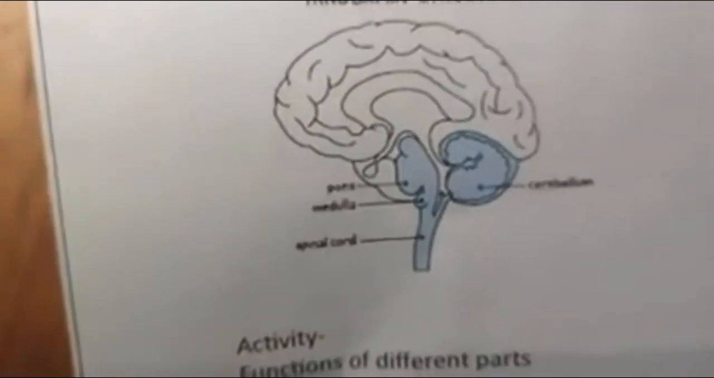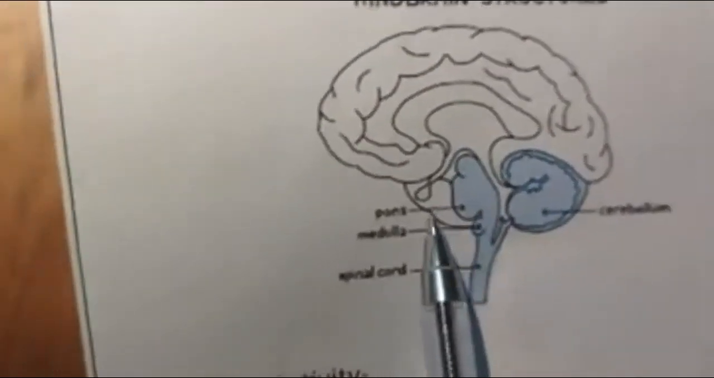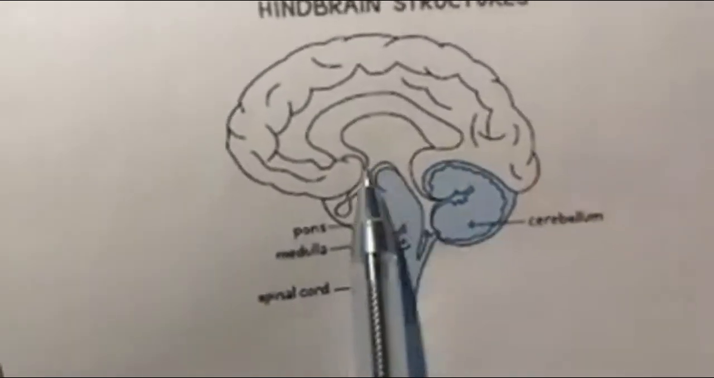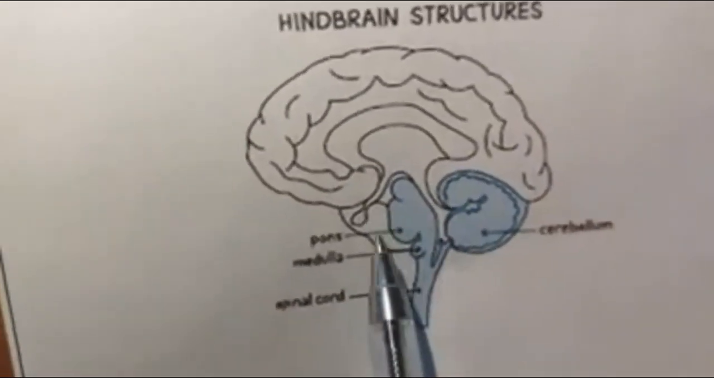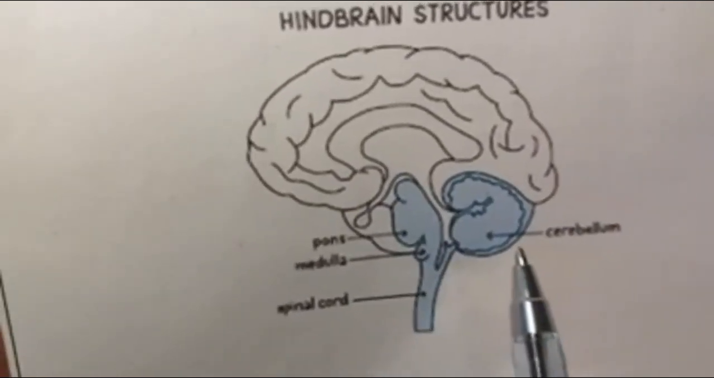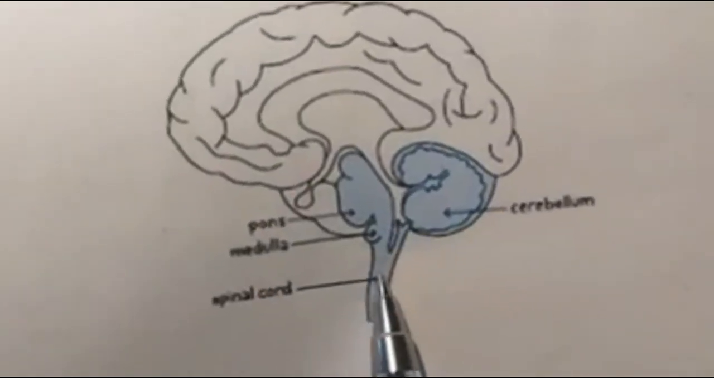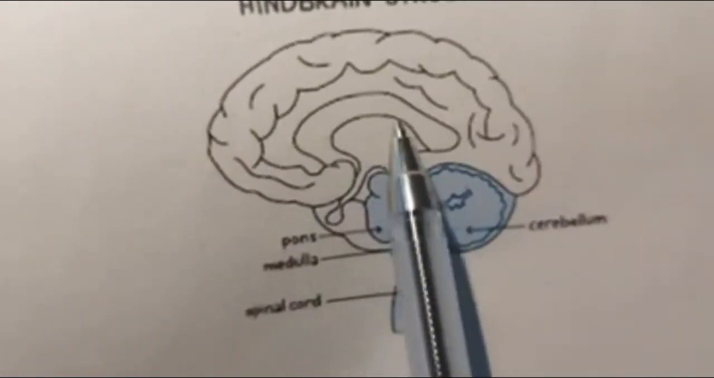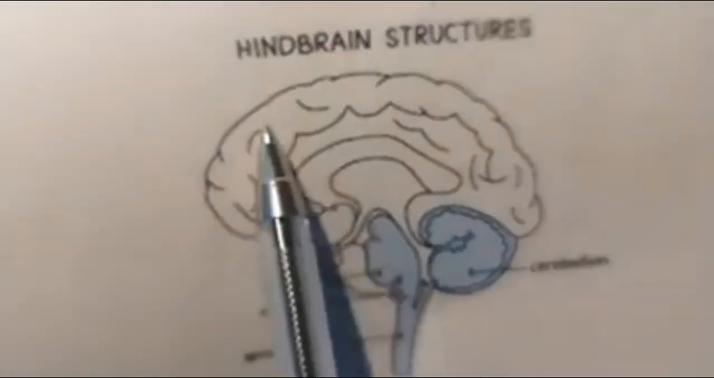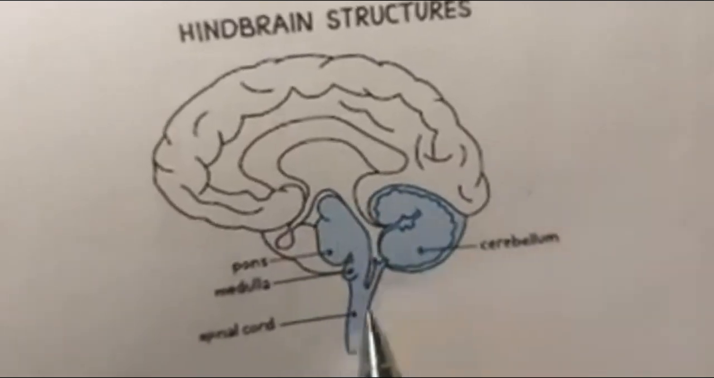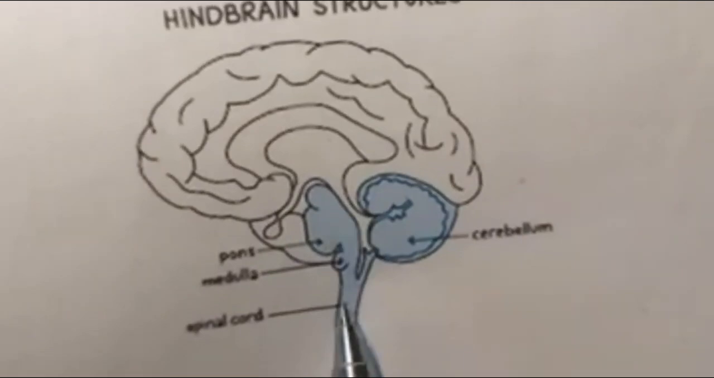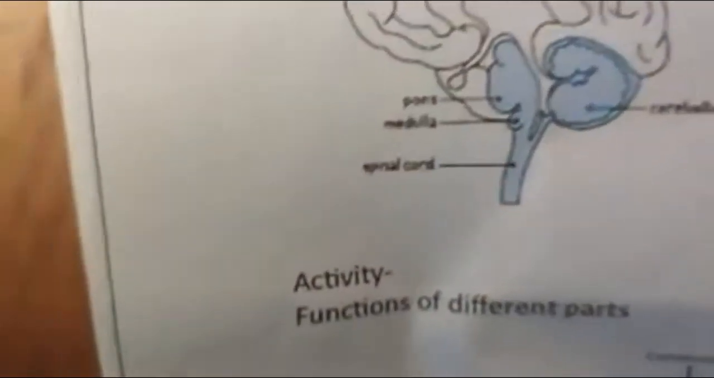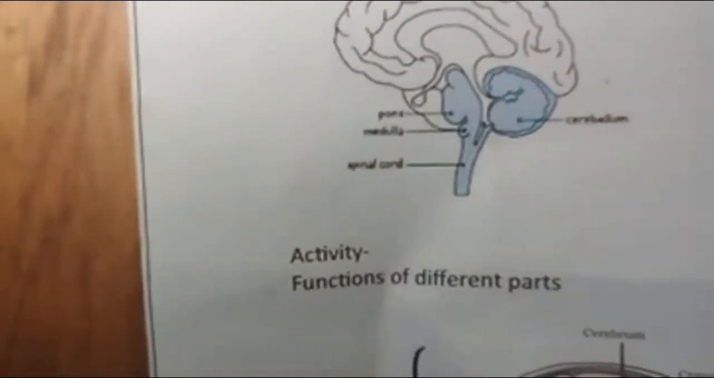The hindbrain consists of three main structures: the pons, medulla and cerebellum. Remember, these are very important structures in the control and coordination of various voluntary and involuntary actions in the body. The medulla extends into the spine as the spinal cord. So the central nervous system has two parts, brain and spinal cord. Forebrain, midbrain and hindbrain. The hindbrain has pons, medulla and cerebellum. The medulla continues as the spinal cord. So these are the different parts you should be aware of.